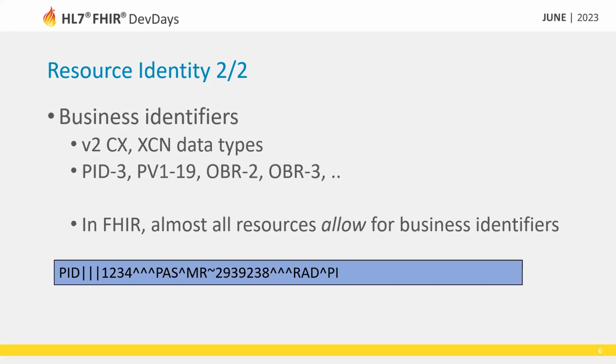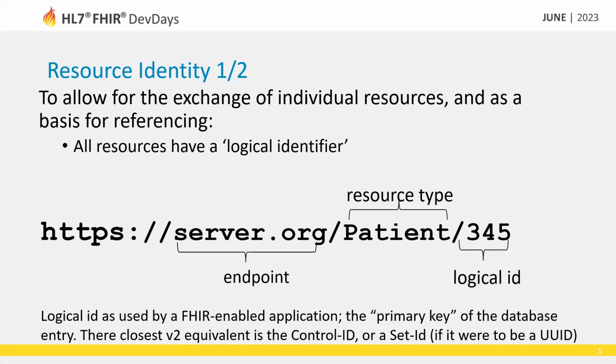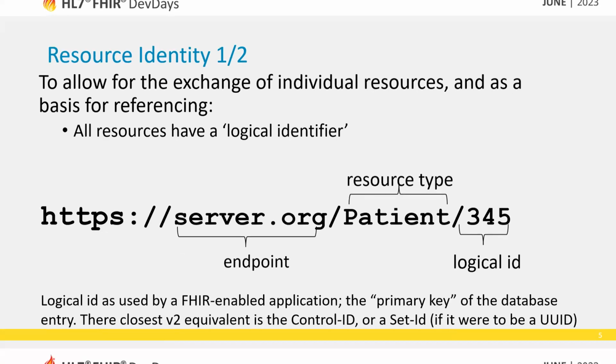Now in FHIR, all resources allow for business identifiers, but they must have, going back to my previous slide, this logical identifier. So all of them are addressed, identified via this more technical identifier. Which means if you're going to follow my session later this week about translation from version 2 to FHIR, that we have something that's mandated in FHIR and is not present in version 2. That's going to be interesting, as you can imagine.